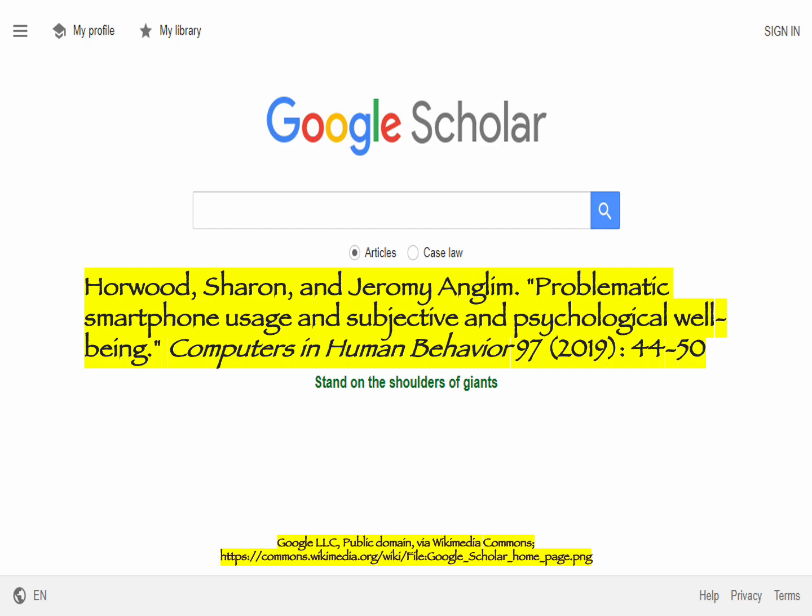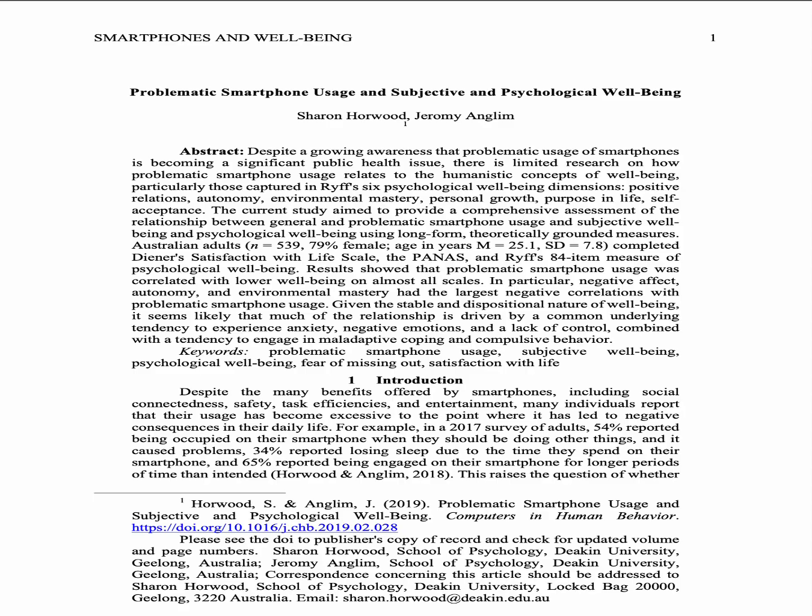And it's from Sharon Horwood and Jeremy Anglim, and it's on the problematic aspects of smartphone usage and subjective and psychological well-being, right? So the implication here is, in what way are smartphones problematic to an individual's subjective and psychological well-being? So the title of the article is Problematic Smartphone Usage and Subjective and Psychological Well-Being. I'm not really going to go over this, but there you see an abstract, there you see an introduction. If you want to get on Google Scholar, you type in the title. You can read this on your own as well, as an example.